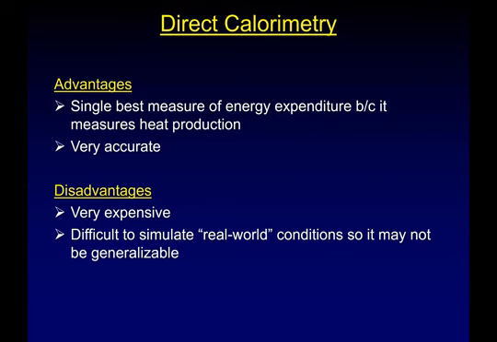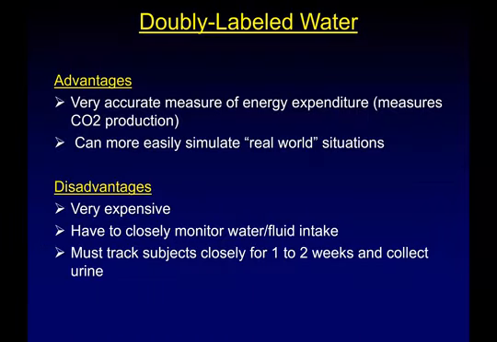And so some of the things that we can do is we can have you do activities in a direct calorimeter. We can then measure your change in heart rate, measure some other things, and we can use those things to try to kind of validate our equations to make sure that stuff is working. Okay. Probably the next most accurate way of measuring energy expenditure is something called doubly labeled water.